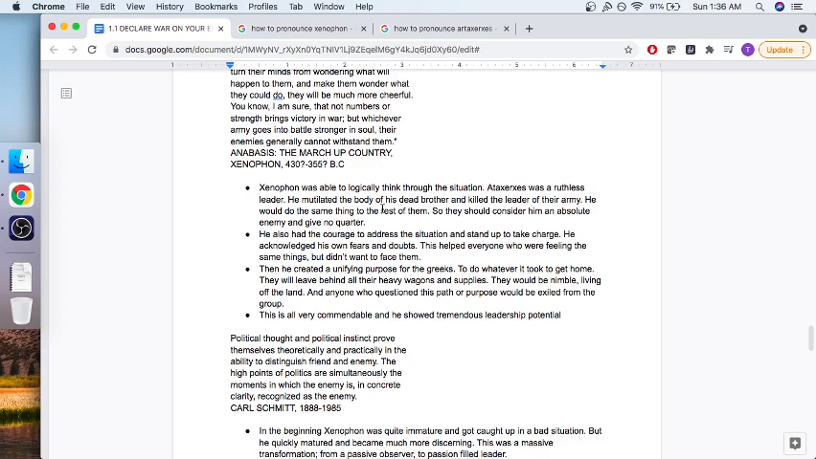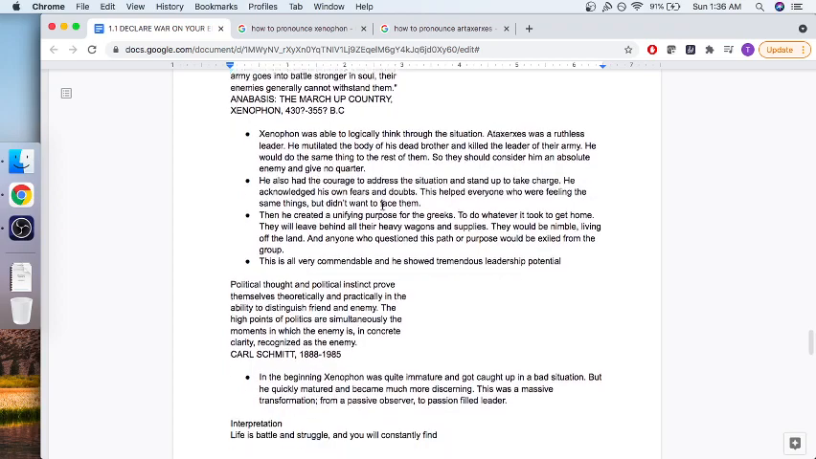They'd leave behind all the heavy wagons and supplies. They would be nimble, living off the land, and anyone who questioned this path or purpose would be exiled from the group. This is very commendable, and he showed tremendous leadership potential.